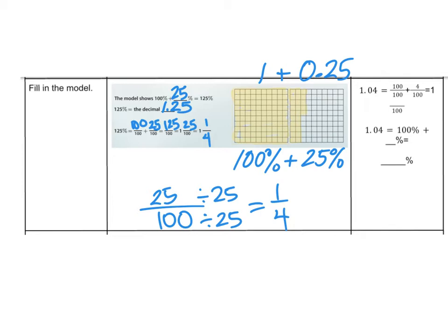All right, over here we have 1 and 4 hundredths. So that's 100 out of 100 plus 4 hundredths equals 1 and 4 hundredths. In percents, it's 100% plus 4%, so it's 104%.